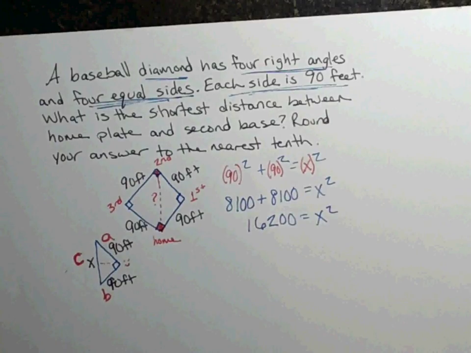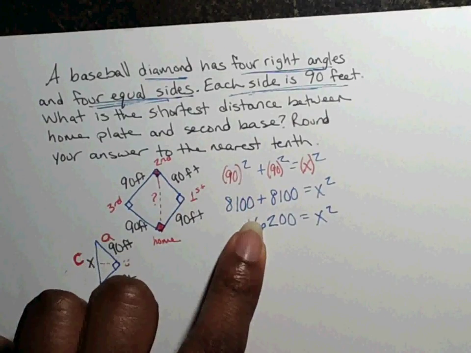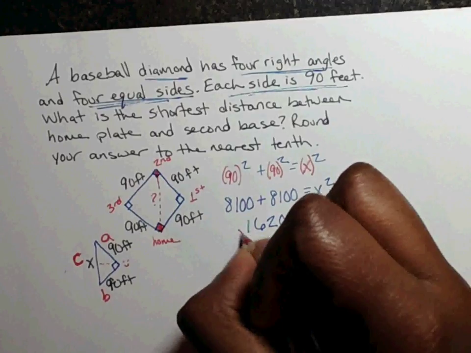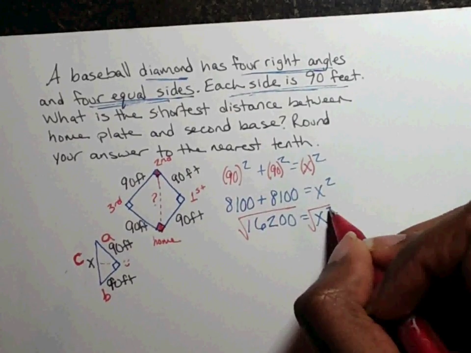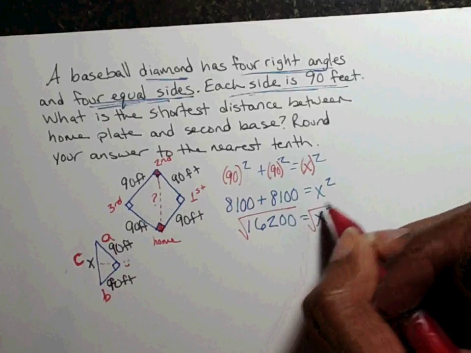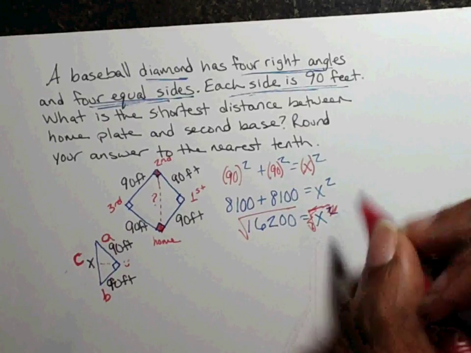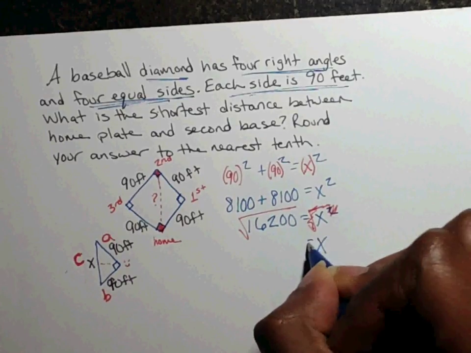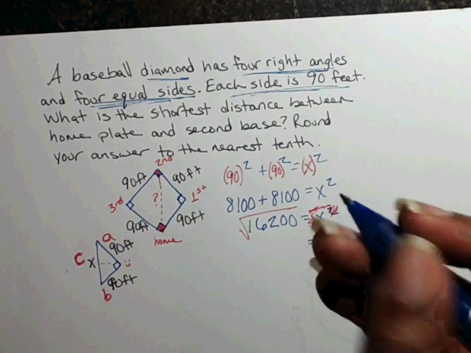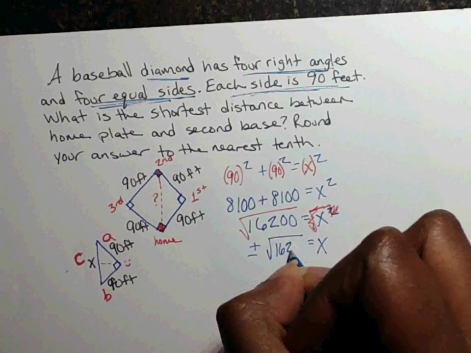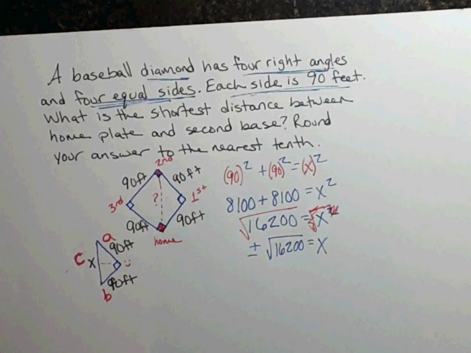Alright. From here, I have to get x by itself. So I'm done simplifying. I just need to get x by itself. In order to get rid of a square, I have to take the square root of both sides. Because if I take the square root of both sides, a square and a square root cancels each other out. So now I don't have a square anymore. I'm left with x over here. X equals plus or minus the square root of 16200.